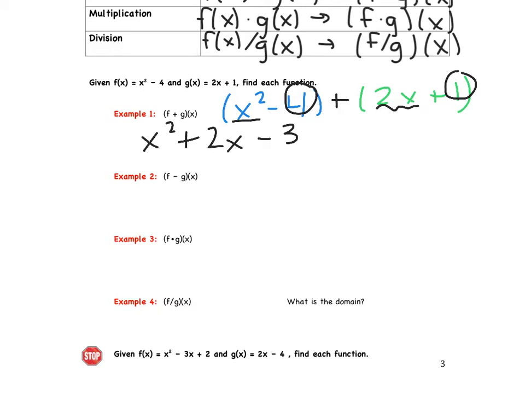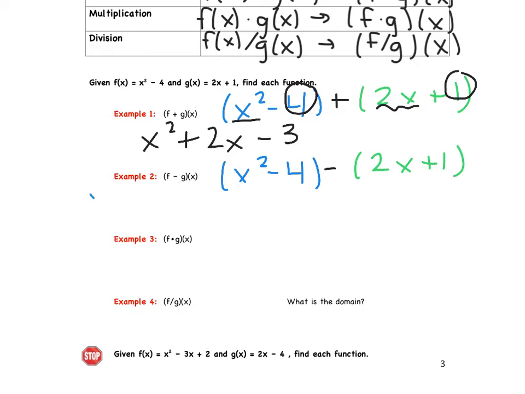Alright, moving on to the second example. Here I have f minus g of x. So I'm going to start with f of x again. Our parentheses are really important in these problems, so make sure you're very precise in using them. You'll see why in just a moment. Once again in blue, I have f of x, in green I have g of x. And what I'm going to start by doing here is distributing that minus sign to g of x.